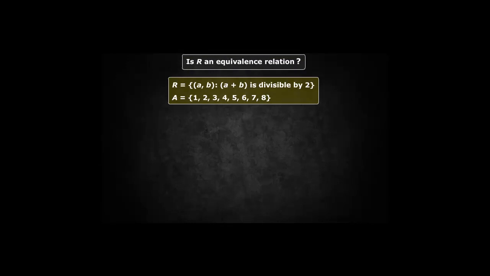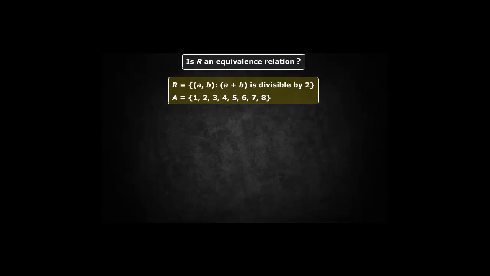Let me first give you a relation R. Here, R equals {(a, b) such that a plus b is divisible by 2}. Now this relation is defined on set A. And what is set A? Here, A is 1, 2, 3 and so on till 8. Now what are we going to do with this relation? We are going to check whether this is an equivalence relation or not.